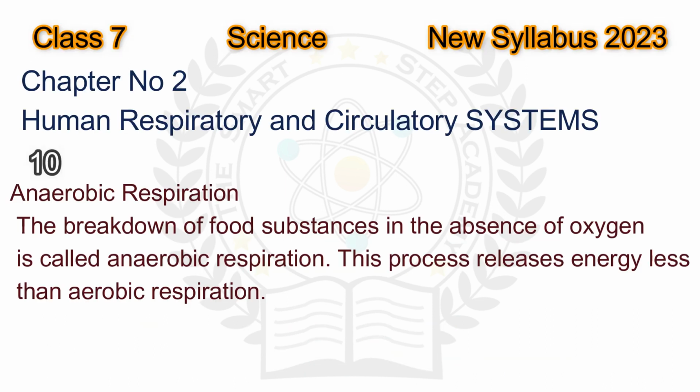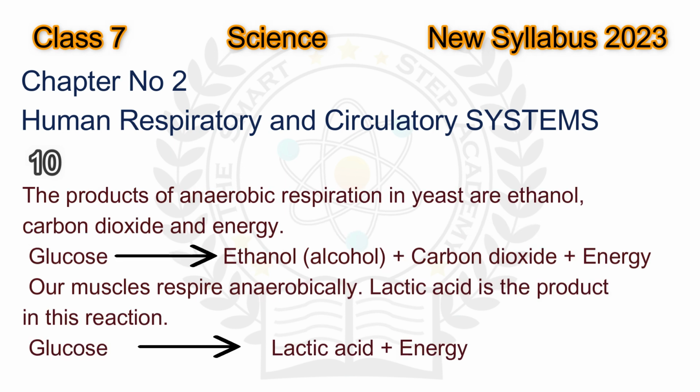Anaerobic respiration. The breakdown of food substances in the absence of oxygen is called anaerobic respiration. This process releases energy less than aerobic respiration. The products of anaerobic respiration in yeast are ethanol, carbon dioxide, and energy. Glucose → ethanol + carbon dioxide + energy. Our muscles respire anaerobically. Lactic acid is the product in this reaction. Glucose → lactic acid + energy.